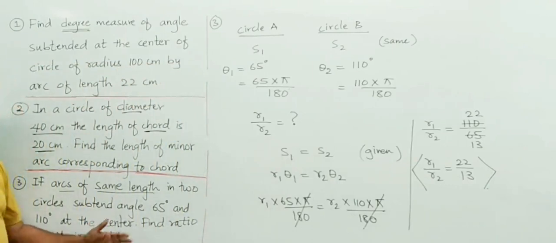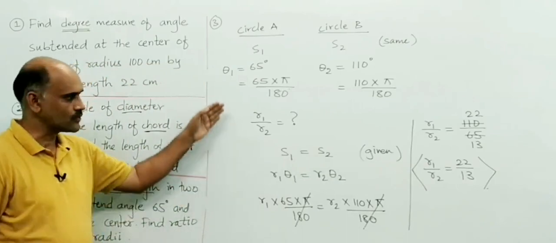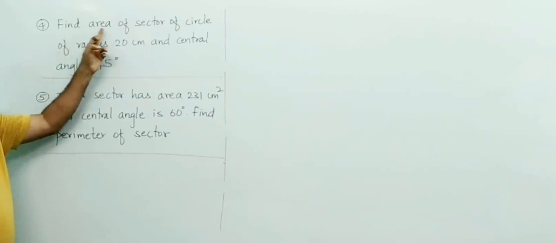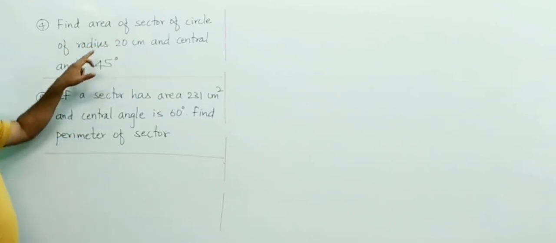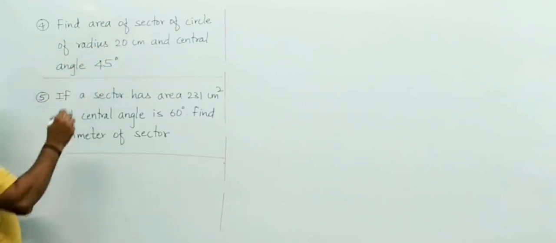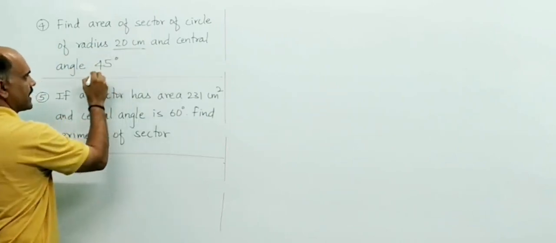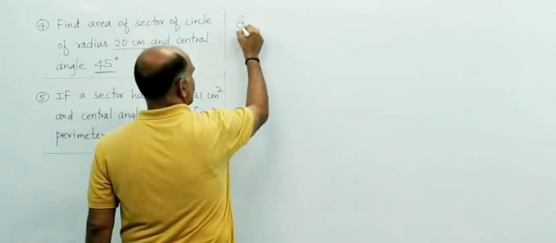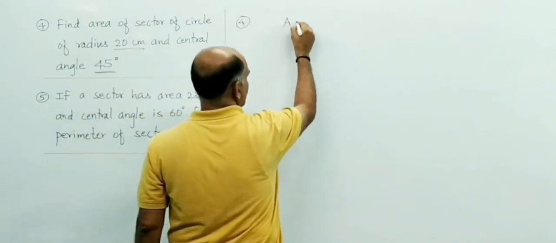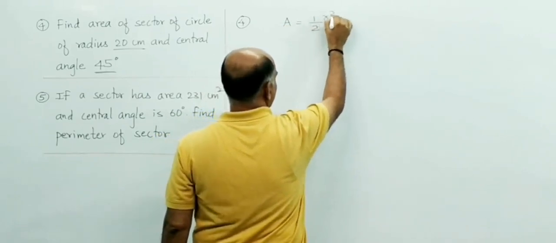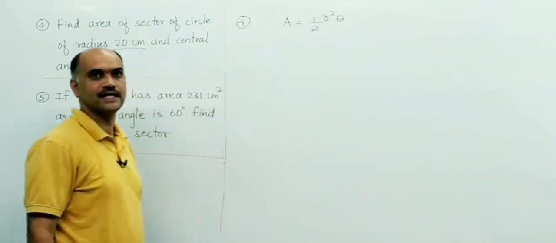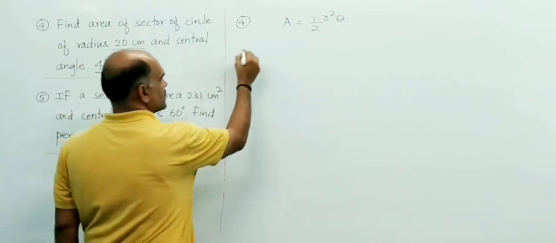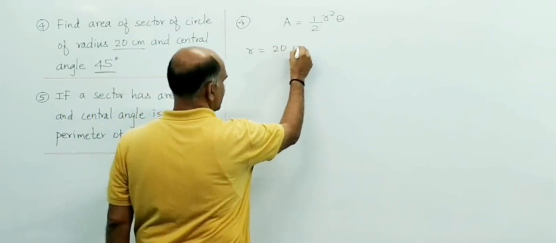So again students, you can pause and note down the solution. Then we will go for the next problem. Find area of a sector of a circle of radius 20 centimeters and angle is 45 degree. So area of a sector formula is A is equal to half R square theta. Again where theta has to be in radian. So he has given R is equal to 20 centimeters.